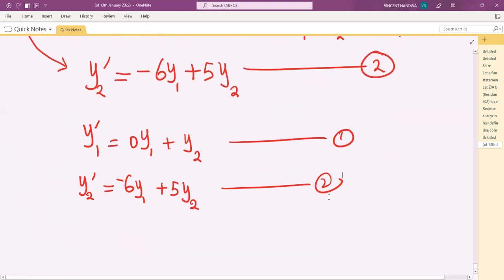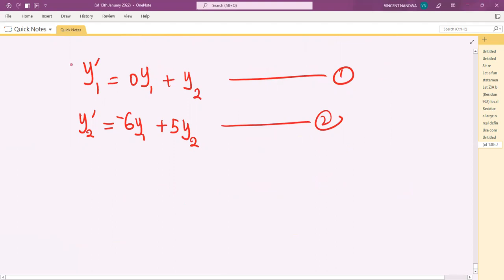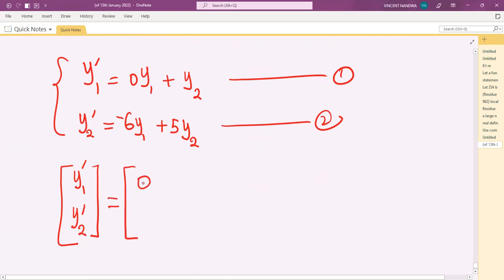Now, with the given initial conditions, converting this into matrix form will be y1 prime, y2 prime is the same as the matrix 0, 1, minus 6, 5, times y1, y2. So this is what we have.